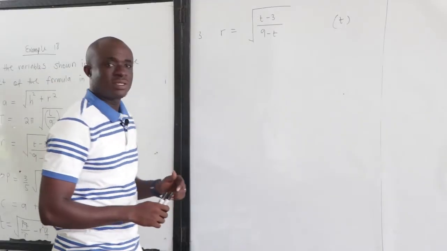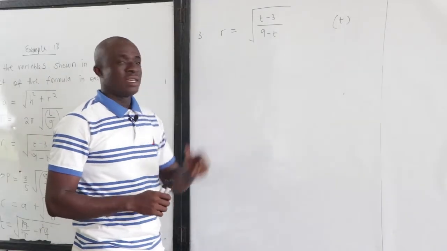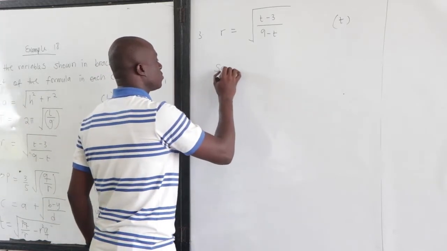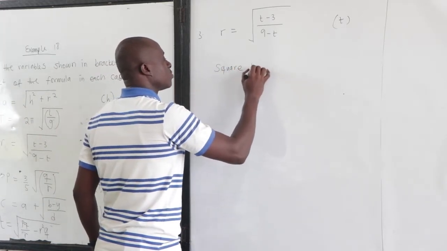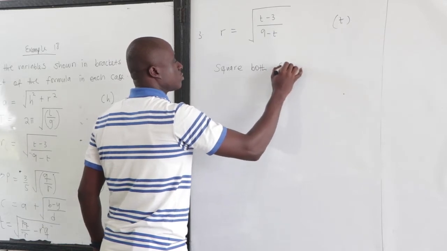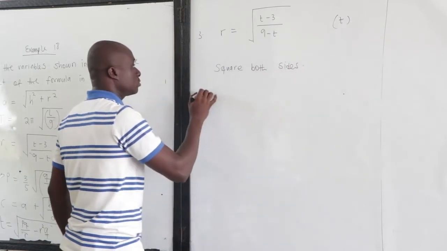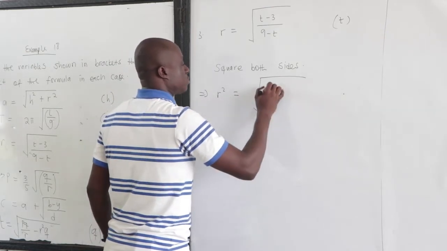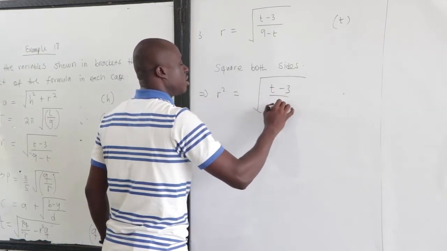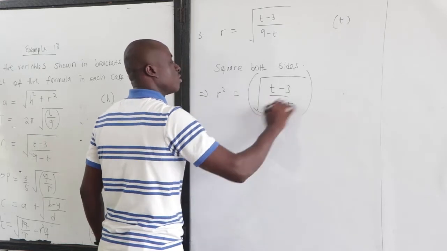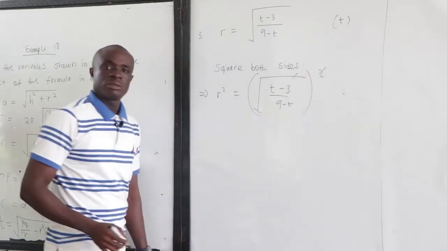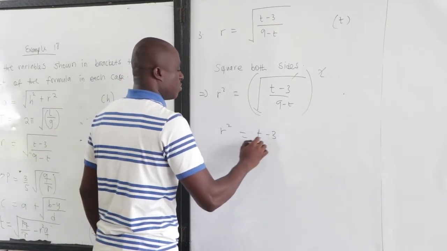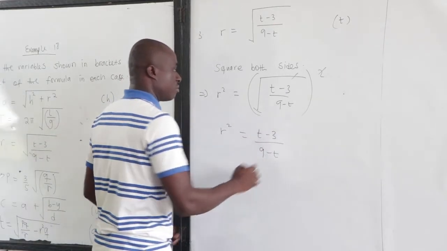Now this question 3 says that you should make T the subject. The T is in a radical. So what should we do? We square both sides. So r squared equal to t minus 3 over 9 minus t, all squared. Now this will cancel that. So you have r squared to be equal to t minus 3 all over 9 minus t.